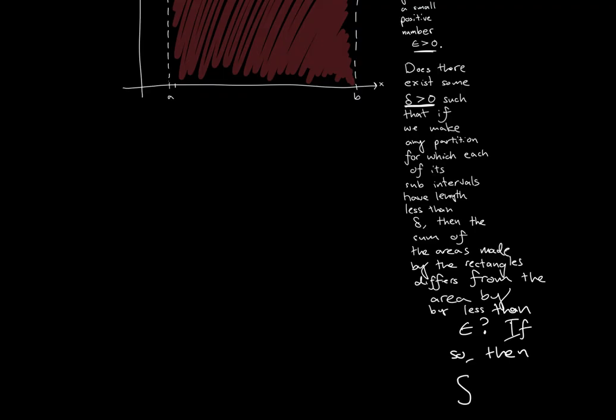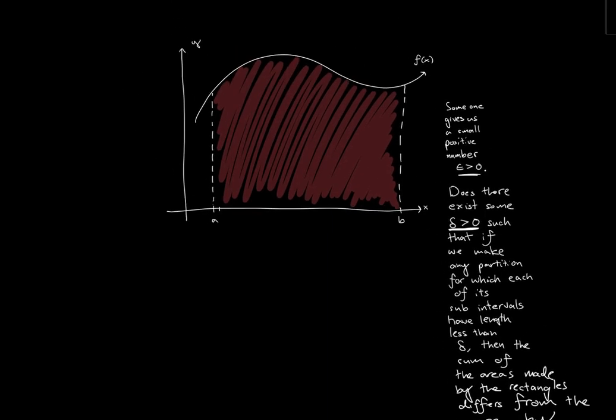Then the integral from a to b of f of x dx exists, and it equals A, which is this area right here. Okay, so that was a whole bunch of hoopla, but that is the core idea.